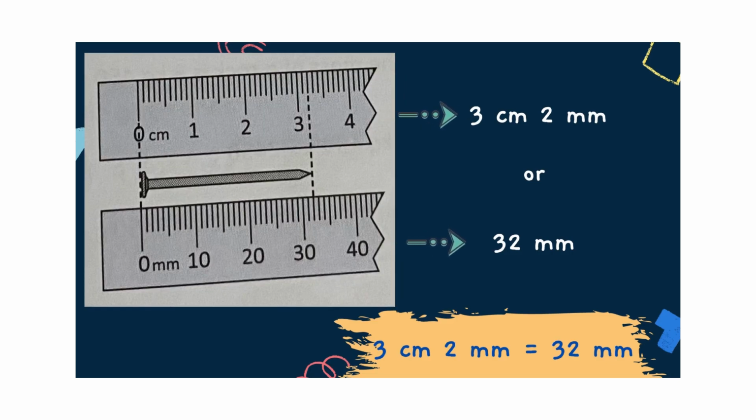Okay, the length of the nail here. You can see 3 centimeter on the top one. I'm using the ruler on the top. 3 centimeter, and the smaller part is the millimeter, which goes beyond 2 up to 2. So 3 centimeter and 2 millimeters. Now at the bottom millimeter, it will be 32 millimeters. So we can say that 3 centimeters, 2 millimeters is equal to 32 millimeters.